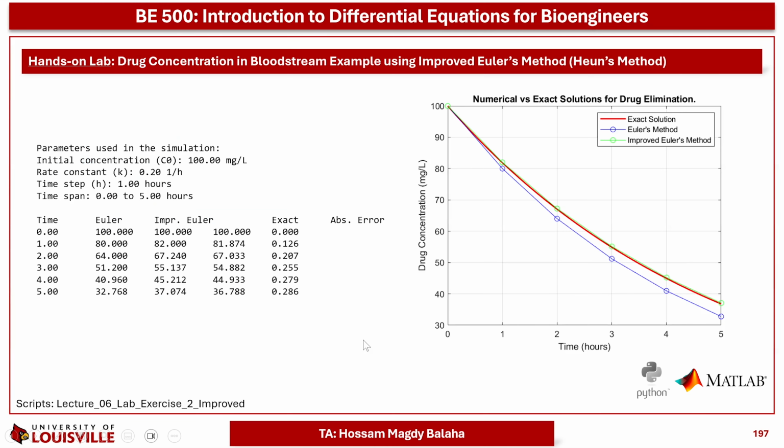If you executed the MATLAB code, you will find similar results. This is for the parameters, this is the table, this is the final accumulated error between the improved and the exact. This is the curves, Euler, and for the improved and exact, they are close enough together.